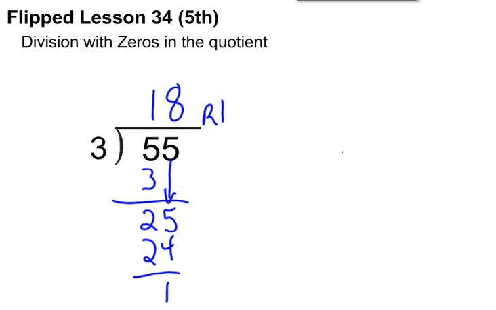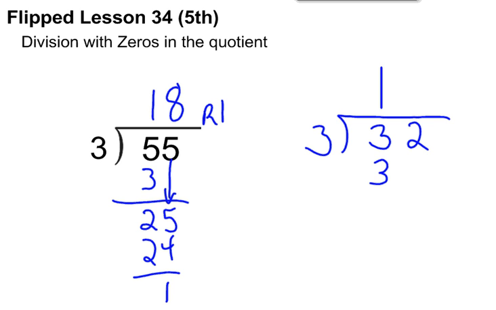But what happens when we get a situation where we are going into a number, but we can't quite solve it completely? Such as this. How many times does 3 go into 32? 3 goes into 3 one time. 1 times 3 is that. Bring it down. And we get our 2.